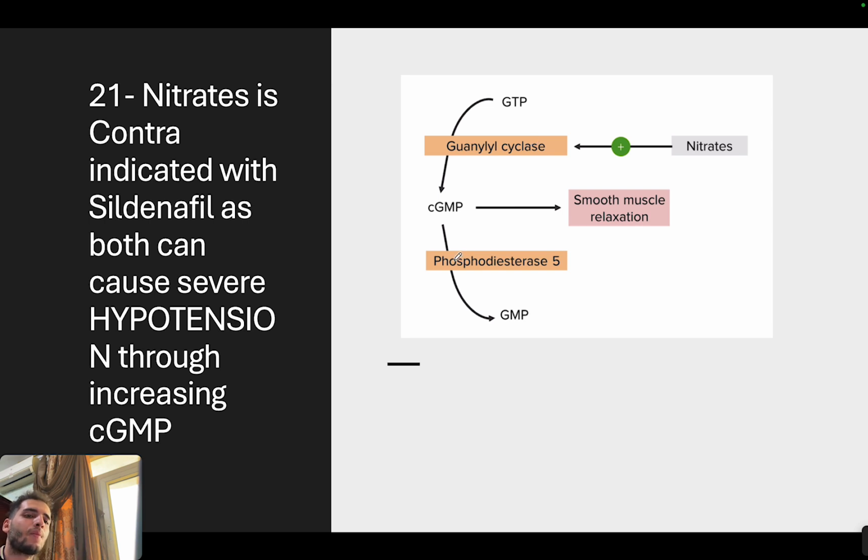Okay. The next information is nitrates, and what you need to know is that nitrate is contraindicated to give with sildenafil, because both of them can cause severe hypotension.